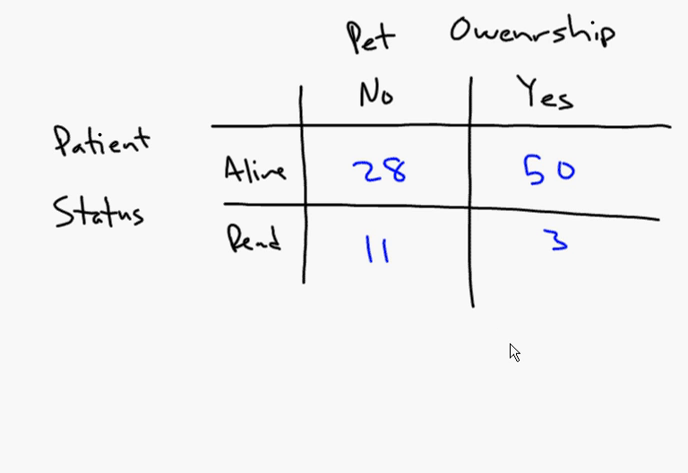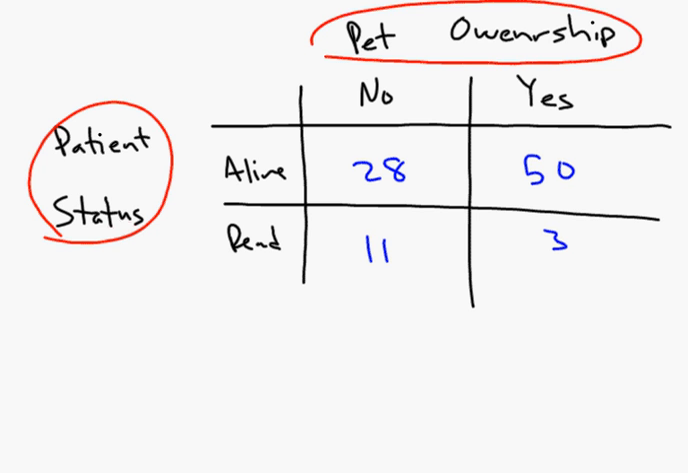You'll notice this categorical variable here on the left called patient status, alive or dead. And the categorical variable on the top is pet ownership, whether or not this person has owned a pet. So let me just read a little background. Psychological and social factors can influence survival of patients with serious diseases. So, mind over matter, I guess.